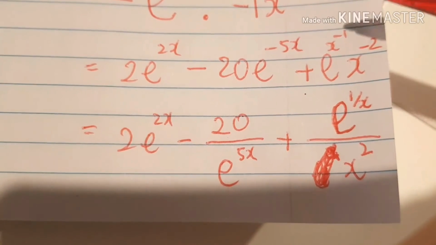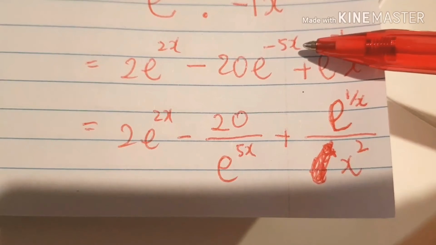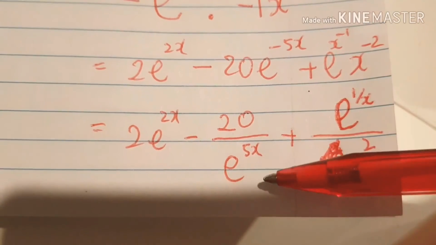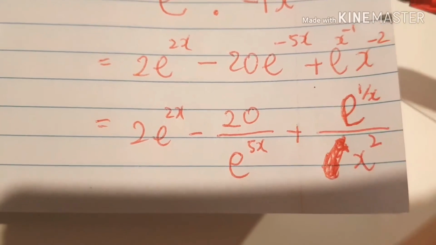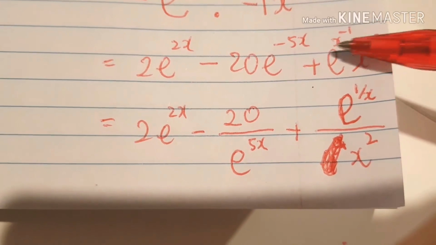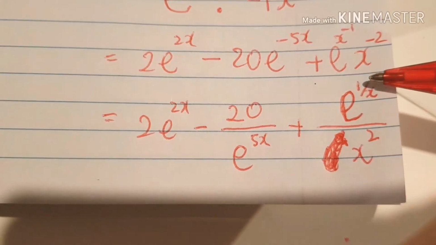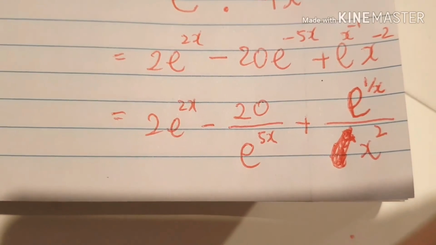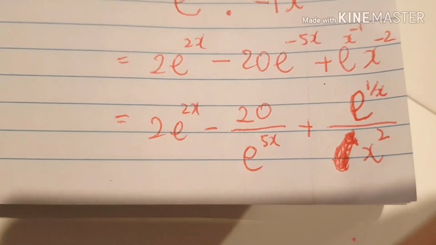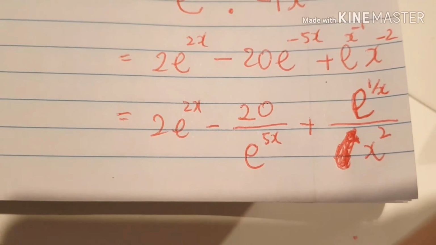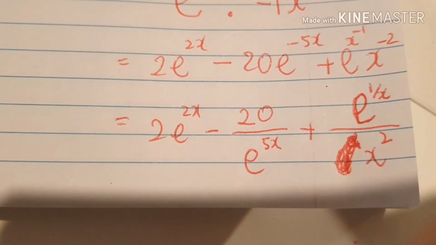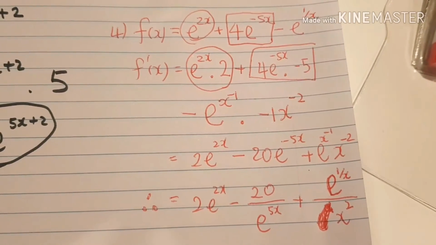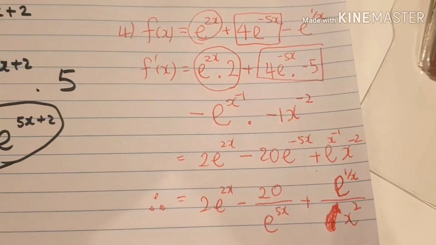Right, so negative 5x, e goes down, get rid of negative. E to the power of negative 1, this is the power, so e to the power of 1 over x in the power, and x minus 2, then you flip, x goes down to the power of 2. Okay, so this will be your final answer to this question.